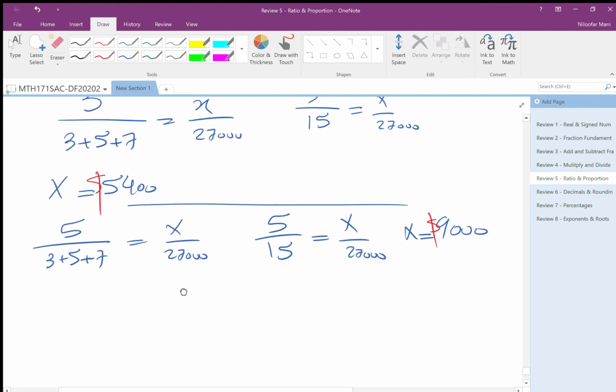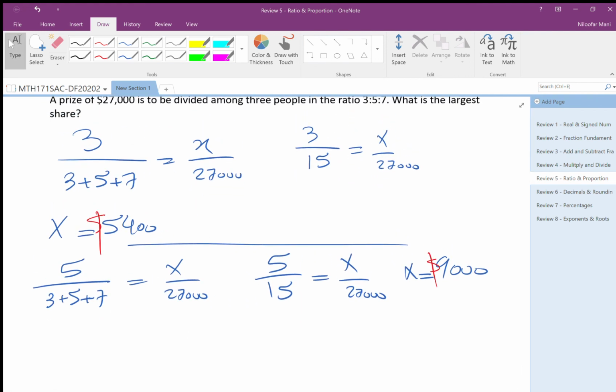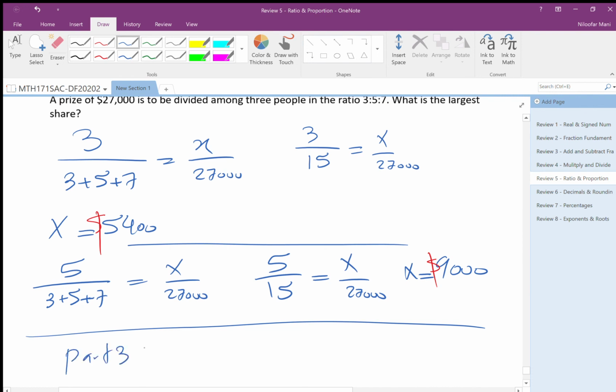Okay, so how about the last part, part three? As I said, here it doesn't matter, but because I did a round, for part three, I can say 27000 minus 5400 minus 9,000. What is left for the last one? Okay, so it is $12,600. Right?